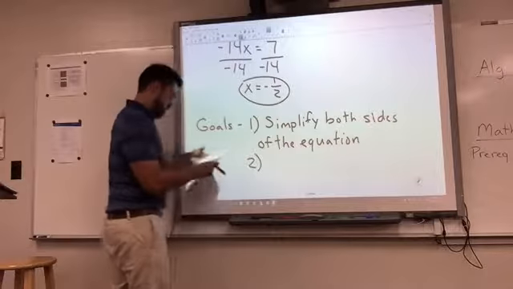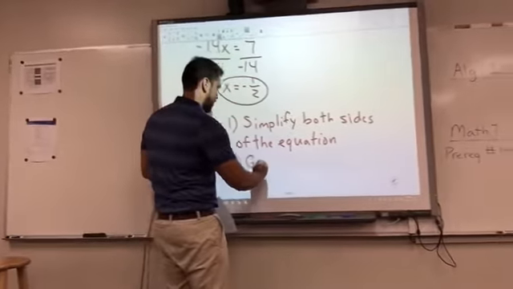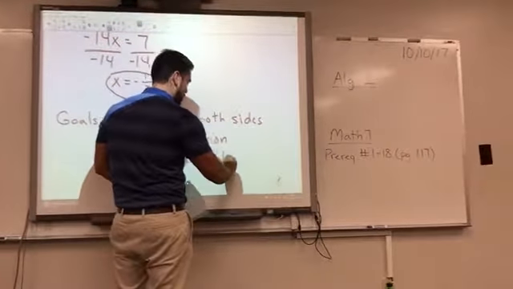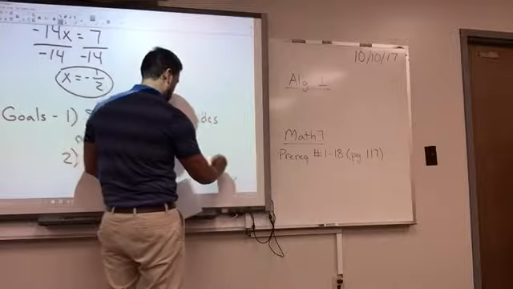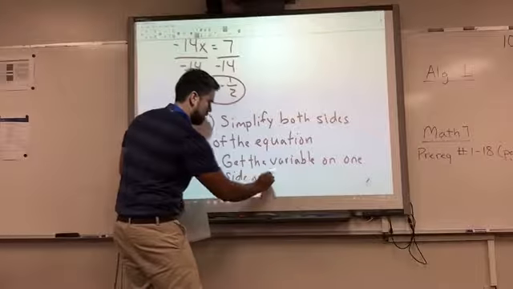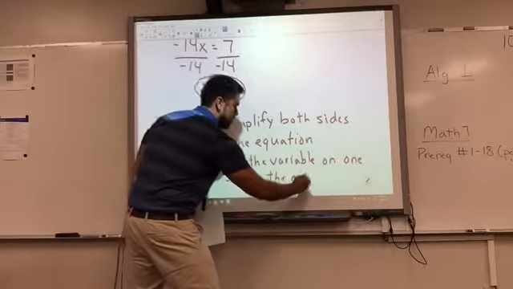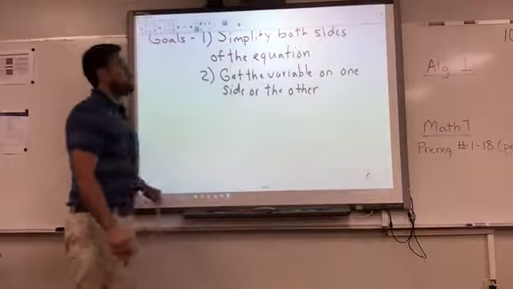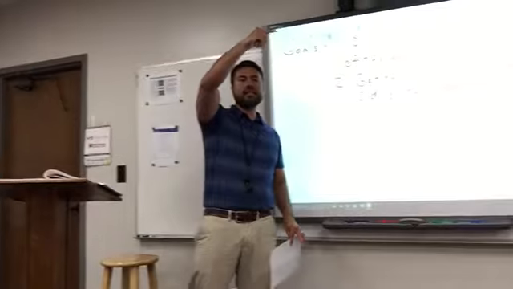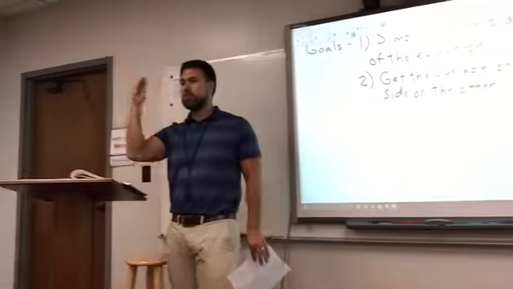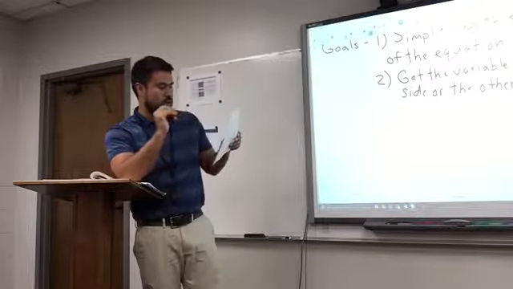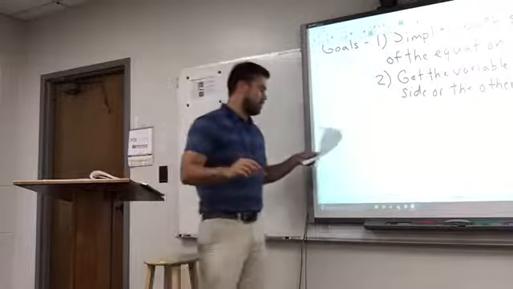Number 2, get the variable on one side or the other. And I'll move in just a moment. I'll raise it up. Get the variable on one side or the other. Remember how we worked it? First time we moved it to the right, second time we moved it to the left. It doesn't matter which one you move it to, just make sure you get it to one side or the other. So either or on that one.